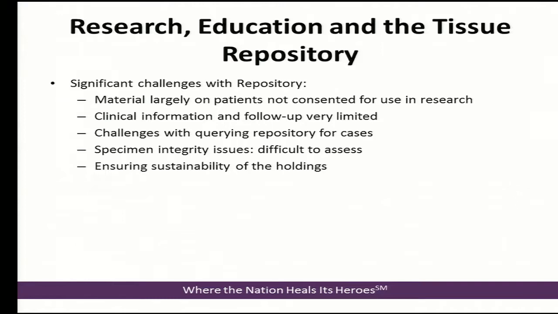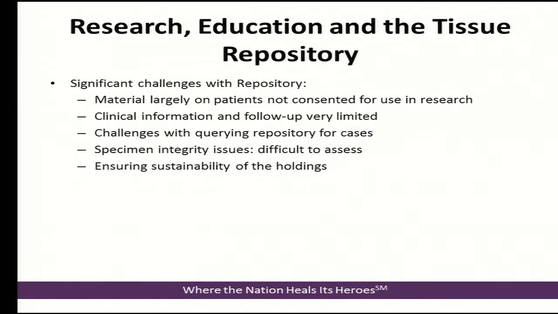We don't. We get these things in the mail. We have no idea how they were collected. We have no idea how they were stored till we get them, and we have no idea how material back in the 70s was stored at the old AFIP. So there are a lot of specimen integrity issues that, as we use these for research, we address at that time.